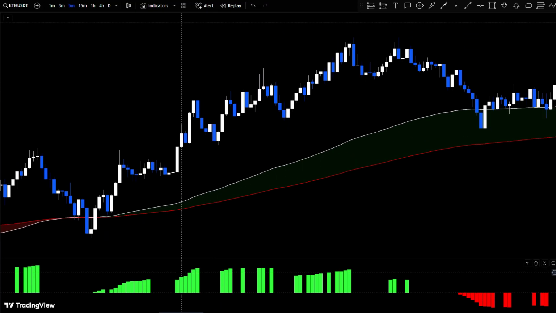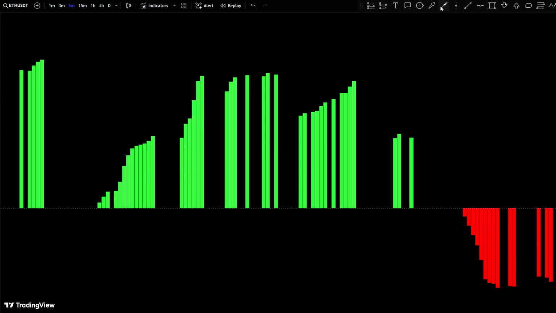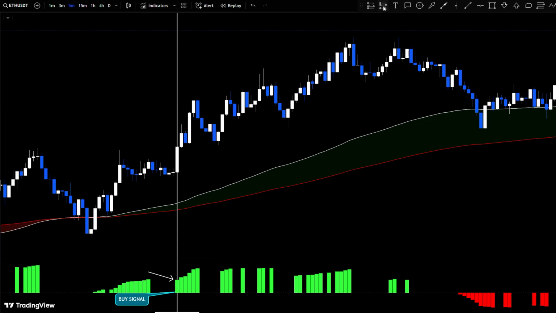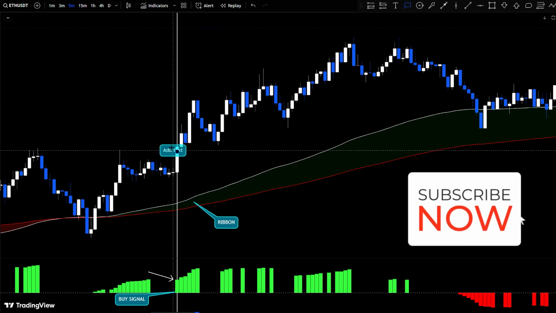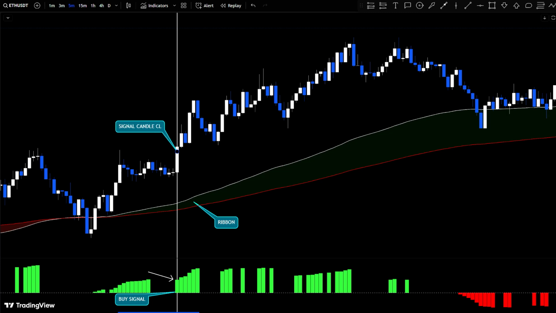For buy trades, it's basically the reverse. Look for a green histogram on the MACD after a period of no histogram. That's your buy signal. Mark it on the chart. Then check if the buy signal candle closes above the ribbon. If it does, the trend is up, the signal is valid, and you've got a potential buy trade.